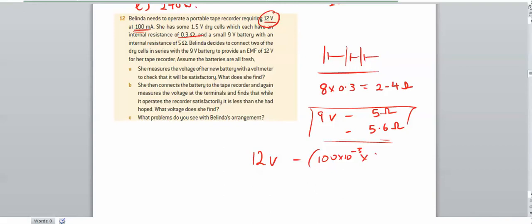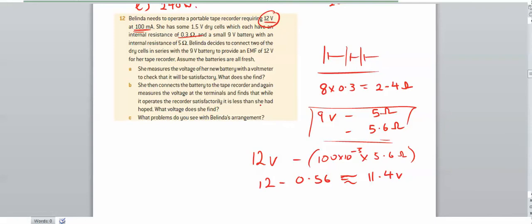times 5.6 ohms. If we work that out, it's going to be 12 minus 0.56. So when she measures it with the voltmeter, she's going to get approximately 11.4 volts. Due to its internal resistance, she's going to have about 11.4 volts across that.